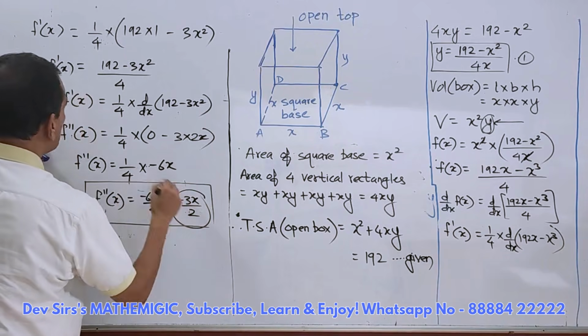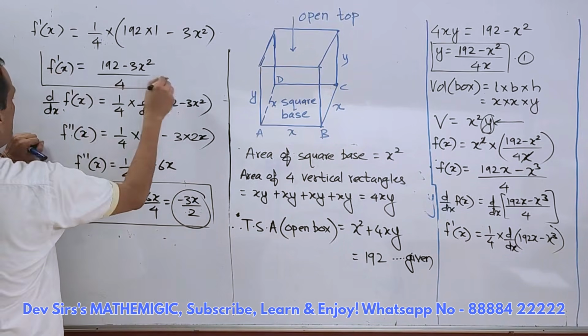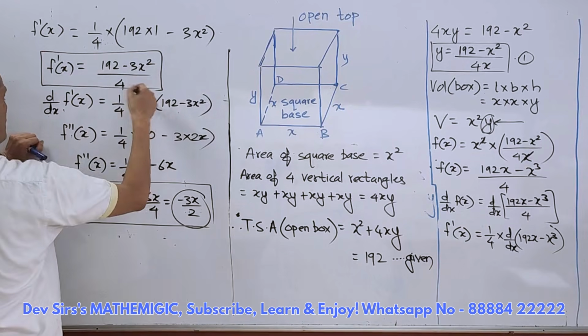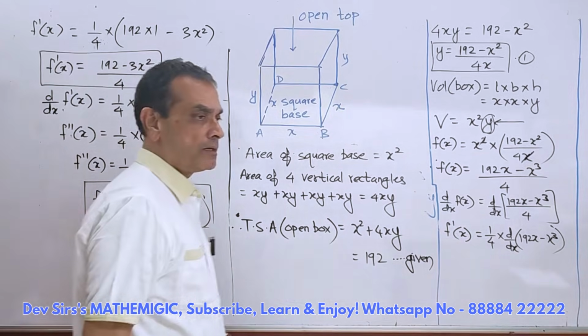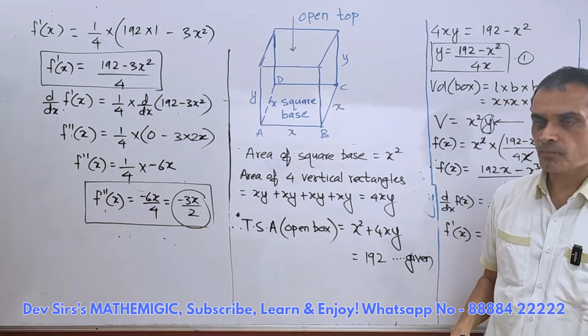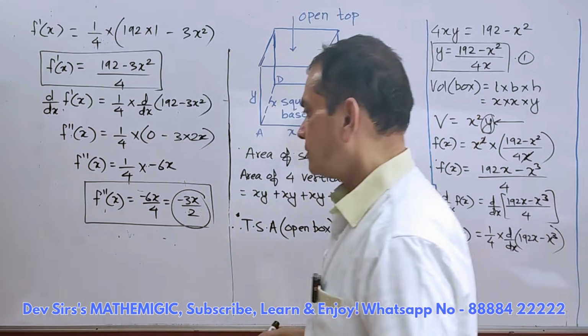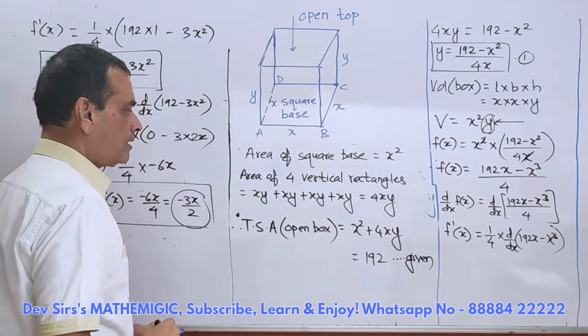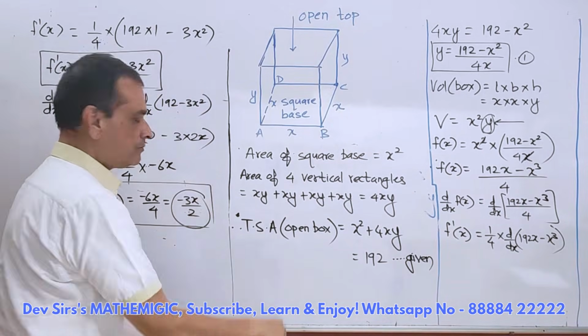So without these things, we cannot go ahead for maxima minima. These two things are required. Okay? These two things are required to solve further. So let us see how to go ahead now. Okay? I'll rub this part now.